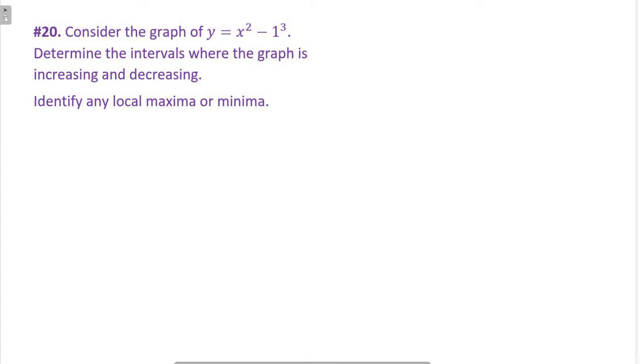First of all, it's slightly weird. They said y equals x squared minus 1 cubed. So they say consider the graph of y equals x squared minus 1 cubed and determine the intervals where it's increasing and decreasing. Well, everybody knows that x squared minus 1 cubed is just x squared minus 1. 1 to any power is 1. It's weird that they wrote 1 cubed. I don't know if it's a typo or they're trying to confuse us. Either way, no big deal.